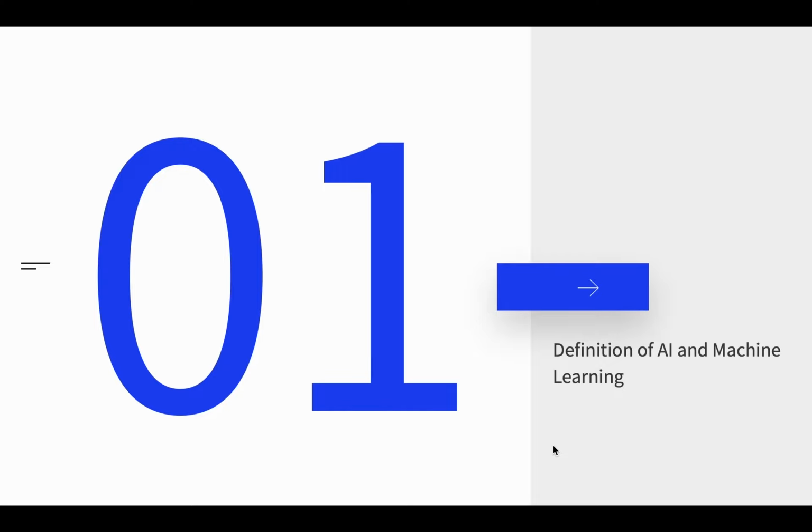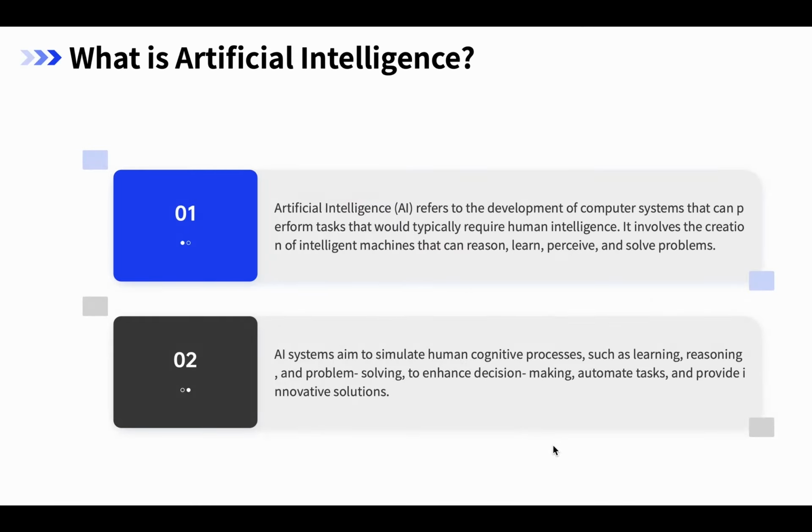So first, what is the definition of artificial intelligence and machine learning? Artificial intelligence refers to the development of computer systems that can perform tasks that would typically require human intelligence. For example, you may have heard of self-driving cars. In those, we use artificial intelligence models, machine learning models, so that they can mimic the behavior of a human without any human interference. That is what artificial intelligence is.